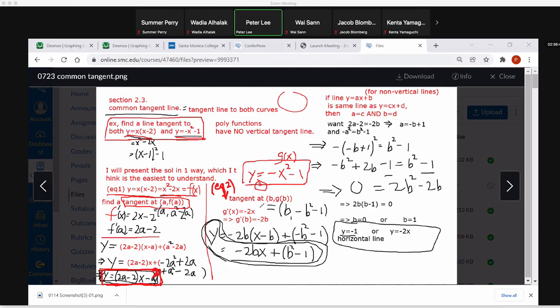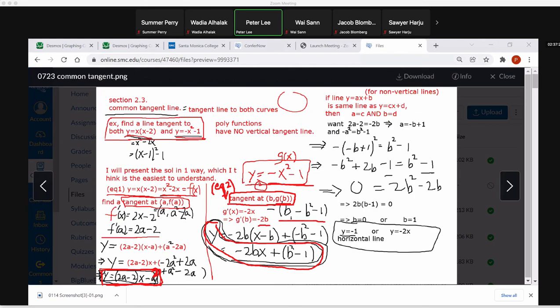Then we take the derivative, and we get g prime of x is minus 2x. So now we want to find the tangent line at b comma g of b. And what is g of b? G of b is minus b squared minus 1, because that's our g of x right here. Now, at b the slope is minus 2b. So we end up getting this line right here. Ultimately, we get the line equation, and this is the tangent line to the second curve at b comma g of b.